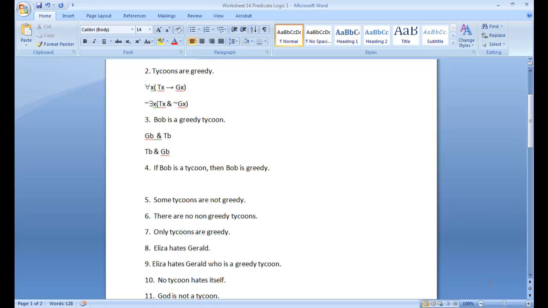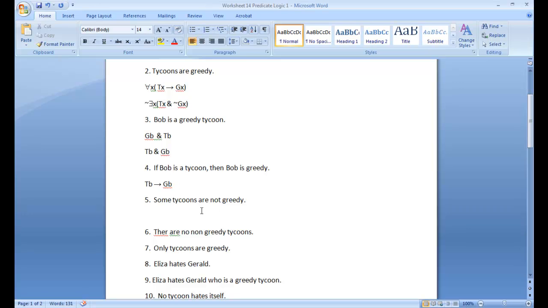Okay, so if Bob is a tycoon, then Bob is greedy. This is one that you can pretty much read right off the English. If Bob is a tycoon, then Bob is greedy. So some tycoons are not greedy. Some tycoons are not greedy says there are things that are tycoons and they're not greedy. If you wanted to put this into an English sentence that was a little bit closer to predicate logic, you'd say there is something that is a tycoon and it is not greedy.